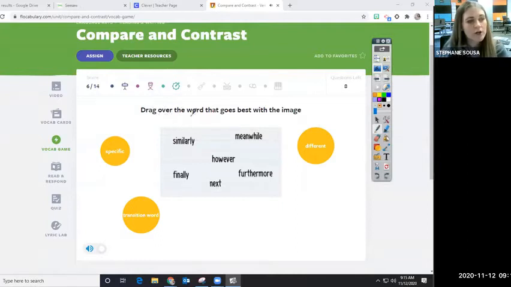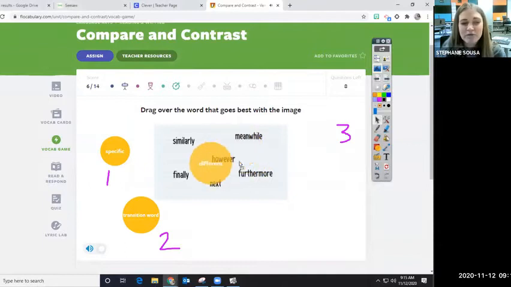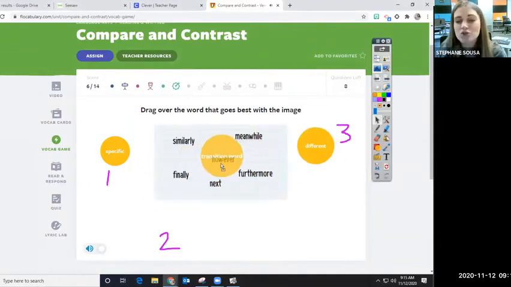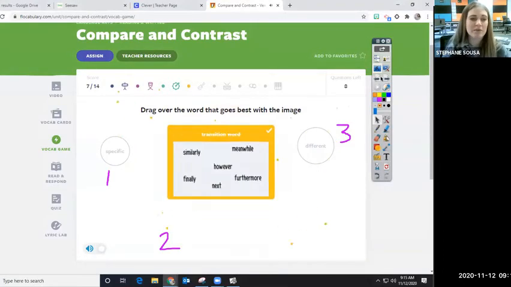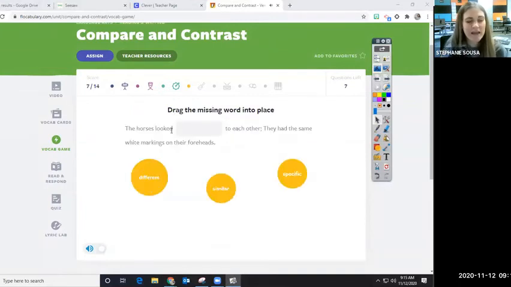Drag over the word that goes best with the image. We have the words similarly, meanwhile, however, finally, next, and furthermore. Are these specific? Are these transition words? Or are these different? What do we call these? This one's kind of tricky. I'm seeing 2s and 3s. These are different words, but we call these transition words. It shows us that we're getting ready to give another piece of information. All right, that guitar is coming in next.